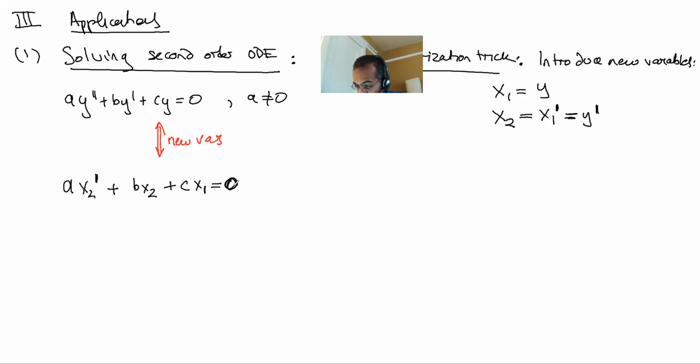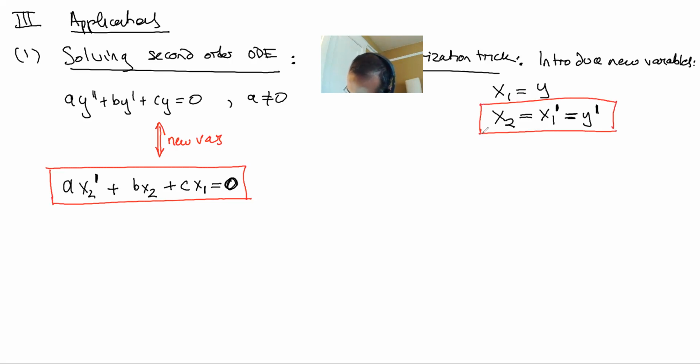That's a first order ODE. So now what have I done? I've turned this second order ODE into a first order ODE. But it's actually not just that. There are two equations, right? Because there's a relationship between x2 and x1. So I've turned one second order ODE into two first order ODEs. But that's just a system of ODE, right?